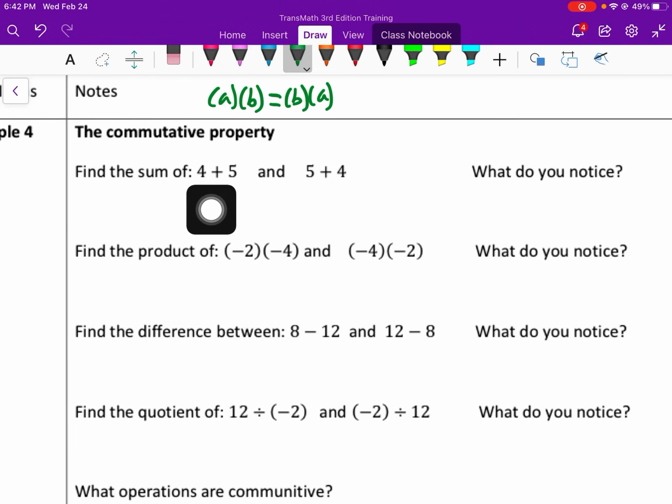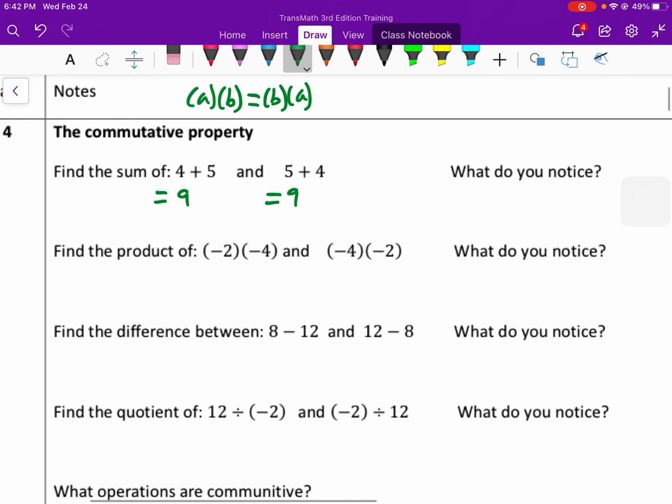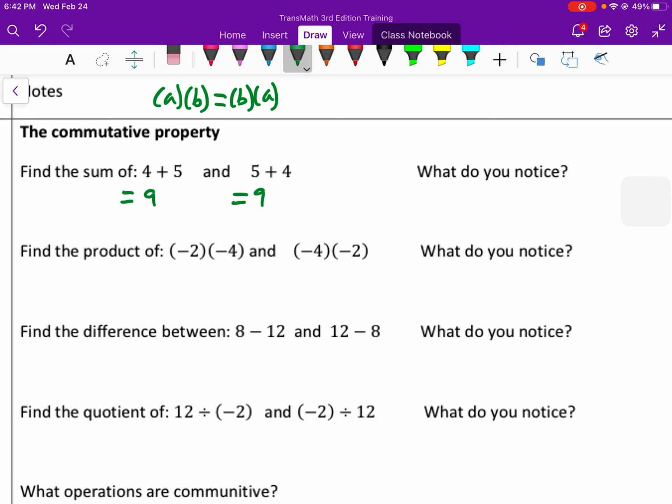Find the sum of 4 plus 5 and 5 plus 4. 4 plus 5 equals 9. And 5 plus 4 also equals 9. So the sum, even though we rewrote them as 4 plus 5 and 5 plus 4, is both 9. So what do we notice?